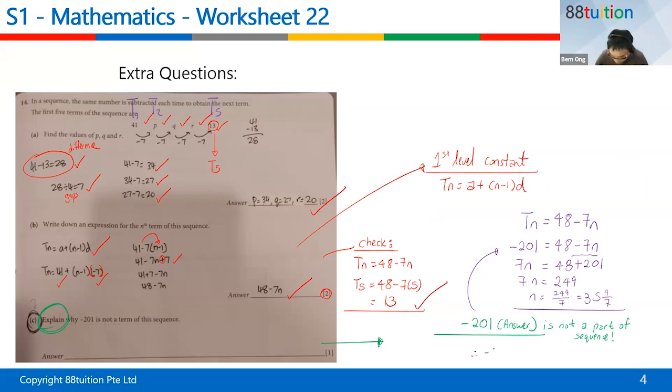Therefore, negative 201 is not a term of this sequence, as n, or you can say the term number, must be a positive integer. It means that it must be a positive, solid number. It must be like term 3, term 7, term 20. It must be a solid number. It cannot be 35 and 4 over 7.